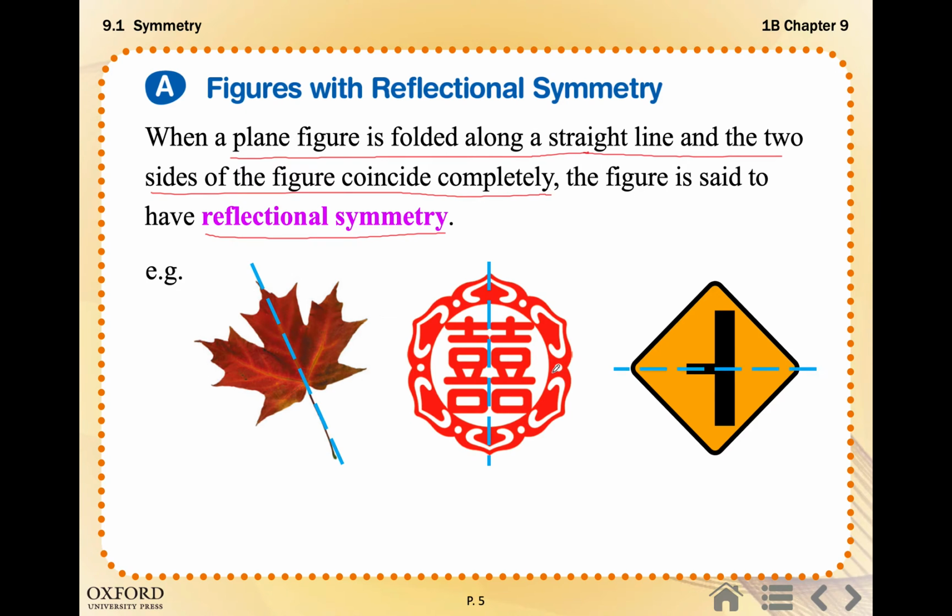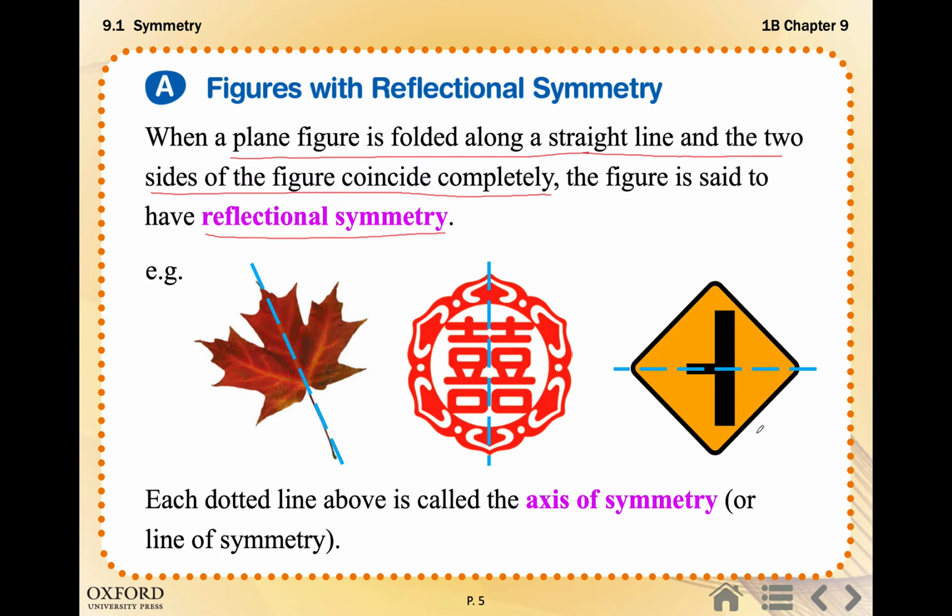And for the last figure, you can see that the blue line also cuts the figure into two parts. Now it is the upper part and the lower part, and they coincide if you fold along the blue line. And that's why for these blue lines shown in the figures, we call it the axis of symmetry, or sometimes we may call it the line of symmetry.